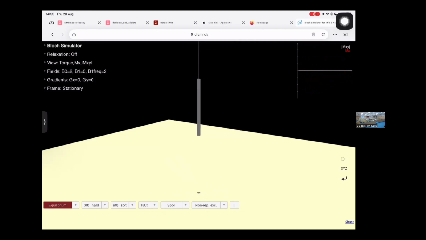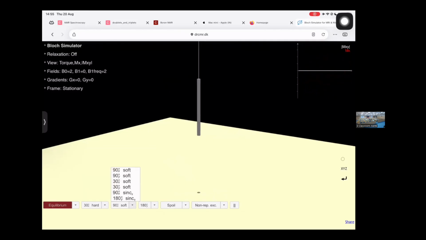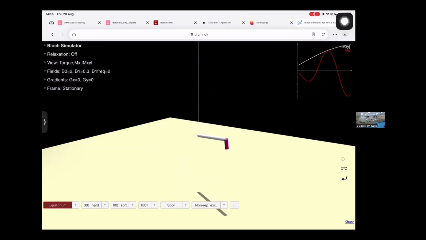Now let's see, just for the sake of looking at the effect of precession and the mean magnetic field, I'm going to apply a 90-degree soft pulse. Don't worry about what it means currently. Let's see what happens when you apply a 90-degree soft pulse. I'll explain what the pink thing is as well. You are able to see two things happen simultaneously. Precession is happening as the disturbance comes up.